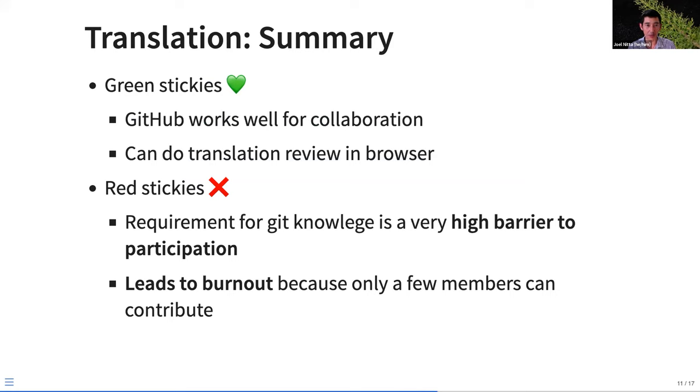Some pain points, the red stickies, are, first of all, that the requirement for Git knowledge to do this is a very high barrier to participation. So that has limited the number of people who can participate. And sort of as a corollary, that leads to burnout because only a few members can contribute. So unfortunately, we haven't been as active as I would like in the past several months.